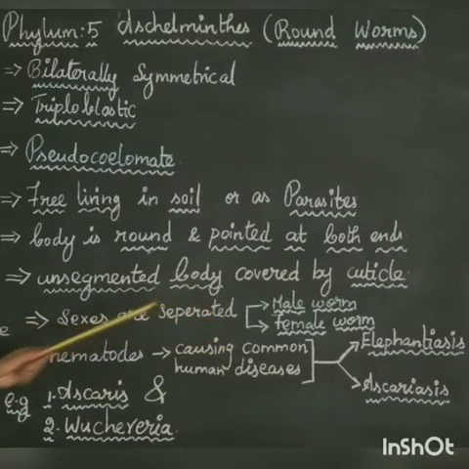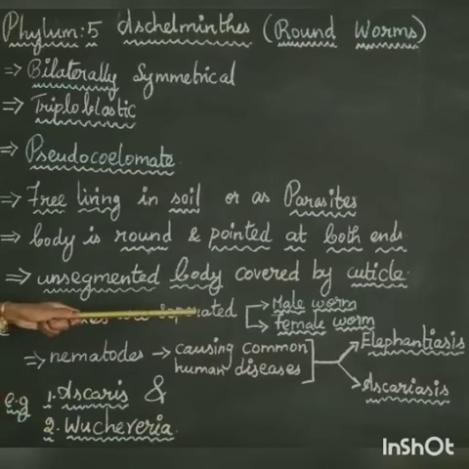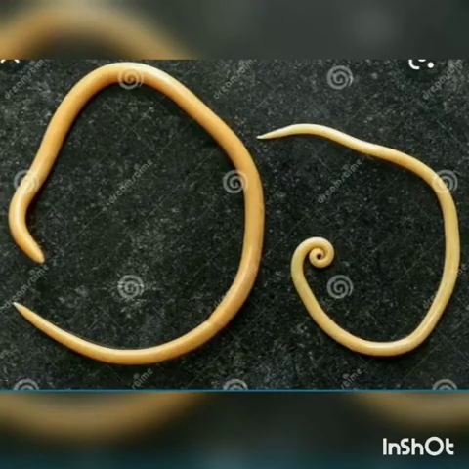Then what is the causative agent for these diseases? I will give you an example. First one is Ascaris. This Ascaris worm causes a disease called ascariasis. Ascariasis is the name of the disease. Then Wuchereria. Wuchereria is the name of the worm which causes the disease called elephantiasis. Look at this picture. This is the picture of a roundworm.